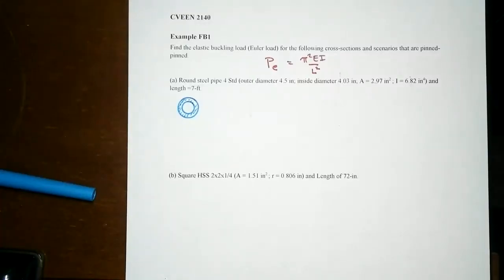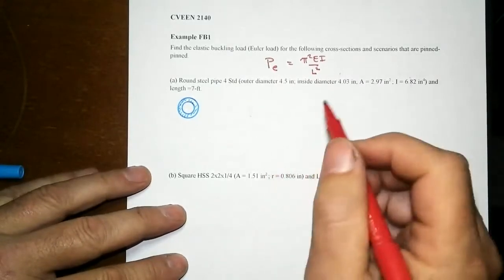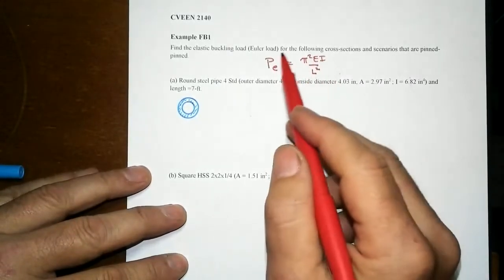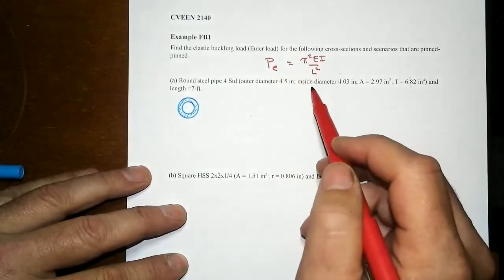Let's get a little practice at calculating the elastic buckling load for a member. Things can get a lot more complicated than what we have here, but we'll start off with the very base case. All right, so P sub E is equal to pi squared EI over L squared.